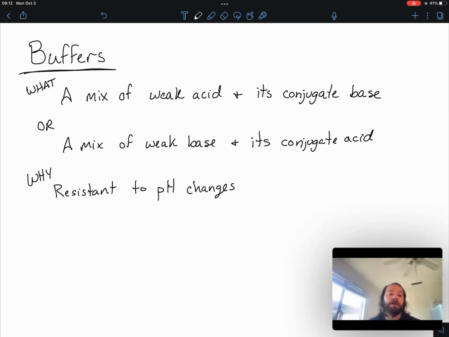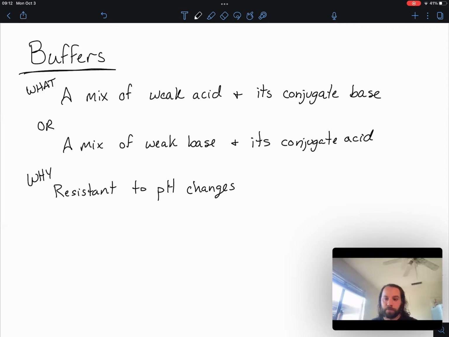They're very important because they make it so that if you add a little bit of something or take a little bit of something away that would change the pH, the pH remains relatively undisturbed. That's not to say that it doesn't change at all, but it's resistant to change. It changes very little compared to if there was no buffer there at all.